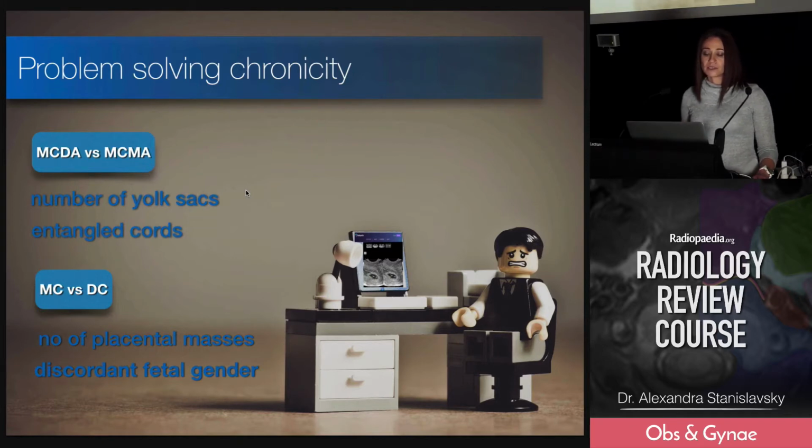On the other hand, if you see entanglement of cords, it is absolutely diagnostic of a monoamniotic pregnancy, right? They cannot entangle unless the 2 babies are sitting in the same cavity.